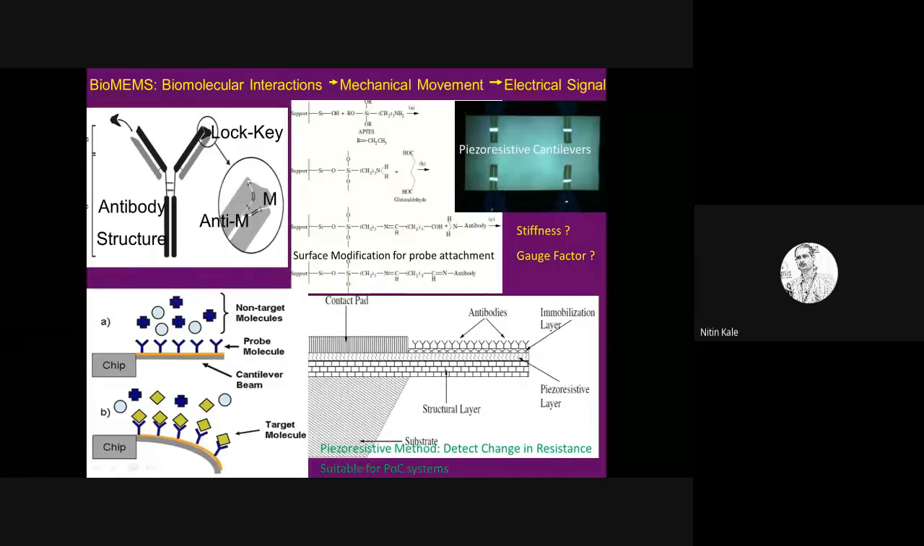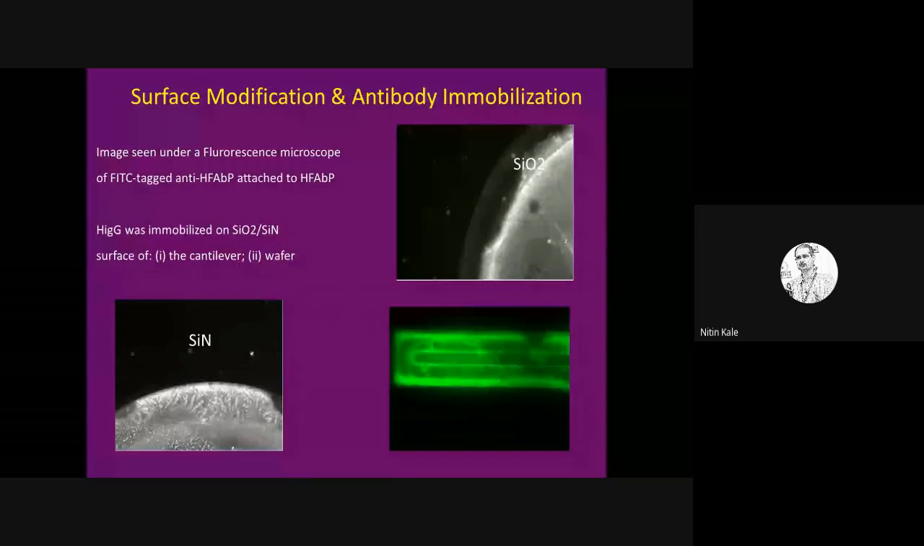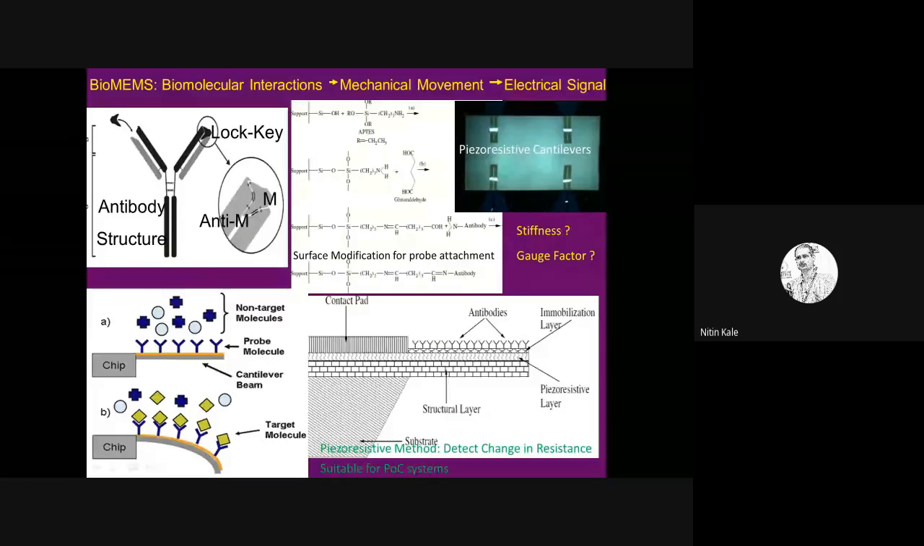The key thing here is the structure of the antibody, a Y-shaped structure. This part is common for all antibodies. Only this part changes. So this is a lock and key mechanism. This is your antigen and this is your antibody. For each type of antigen, you will have its antibody. You do what is called chemical surface modification or chemical functionalization, so that these antibodies can be stuck on the surface of a cantilever.